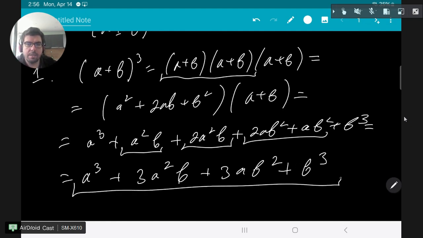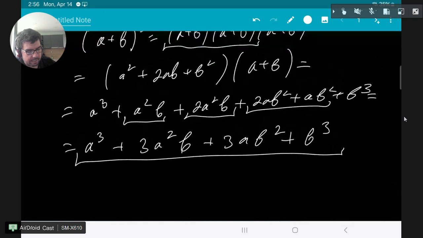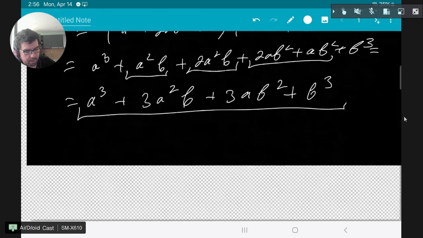Okay, and this is my formula. Again, I remember this one because the exercises will necessitate its application.